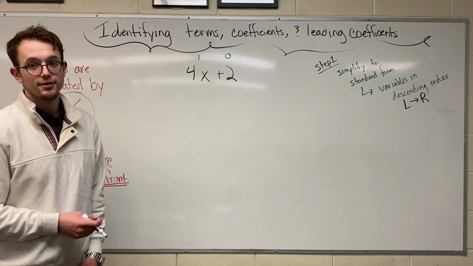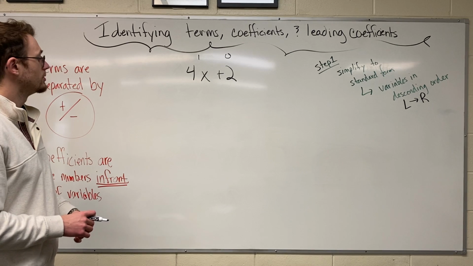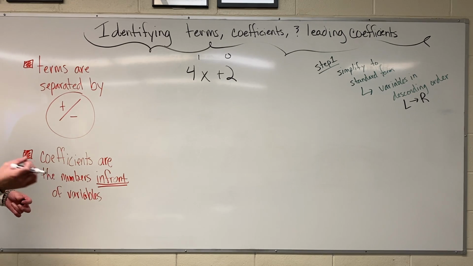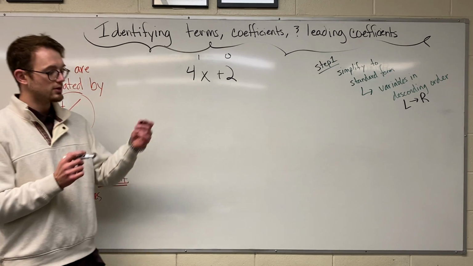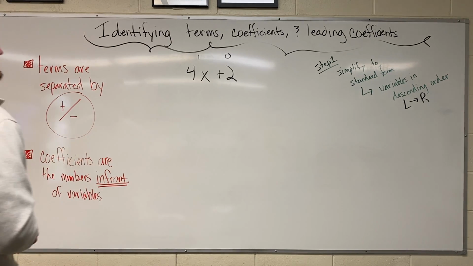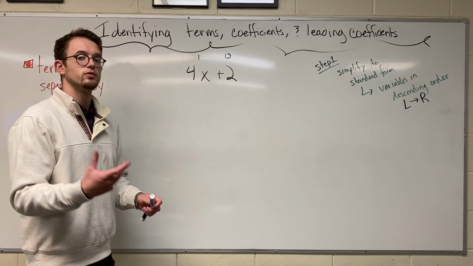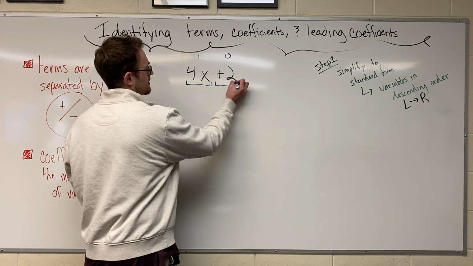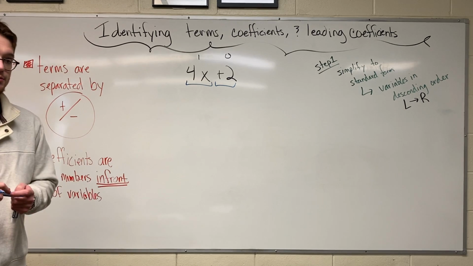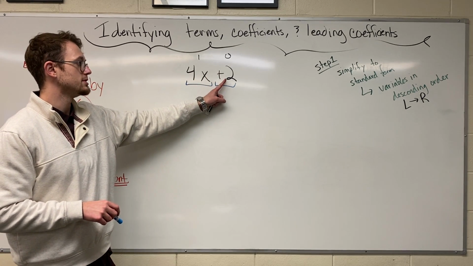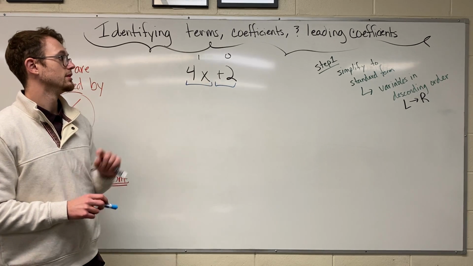After that, you're just going to go through and look at the terms, which are separated by addition and subtraction. Okay, so terms are separated by addition and subtraction. So if I was to look here and ask students how many terms there are, hopefully the response would be 2. So there's 2 terms because this term, this 4x, and this positive 2 are separated by a plus. Okay?